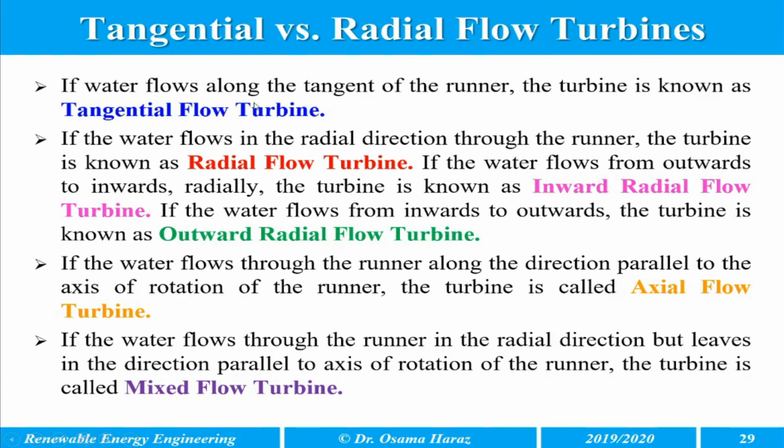So here, if the water flows along the tangent of the runner, the turbine is known as the tangential flow turbine. If the water flows in the radial direction through the runner, the turbine is known as the radial flow turbine. If the water flows from the outward to inward radially, the turbine is known as inward radial flow turbine. And if the water flows from the inward to outward, the turbine is known as the outward radial flow turbine. If the water flows through the runner along the direction parallel to the axis of rotation of the runner, the turbine is called axial flow turbine. If the water flows through the runner in the radial direction but leaves in the direction parallel to the axis of rotation of the runner, the turbine is called mixed flow turbine.